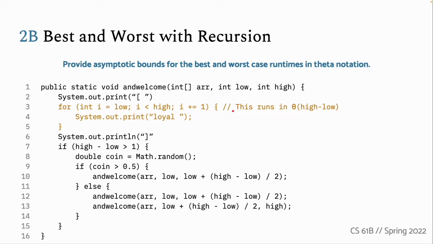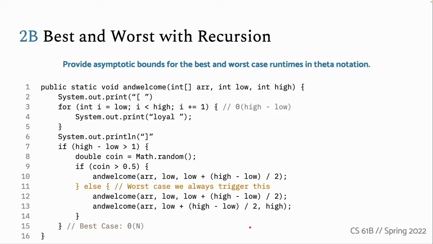So this first for loop initially takes n time to run, and then as you can see down here, every time we make a recursive call on it, it takes half as much time. So we have math.random, and this is going to give us a random value between 0 and 1. So the best case is that we always trigger this first one, which will result in us only doing one recursive call, which is half the work every time, which is the same thing we saw in the last problem. So the best case runtime would be theta of n.